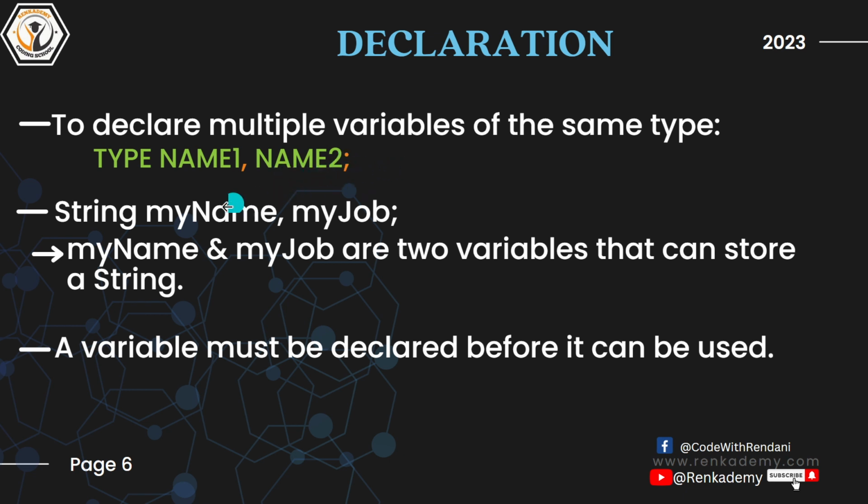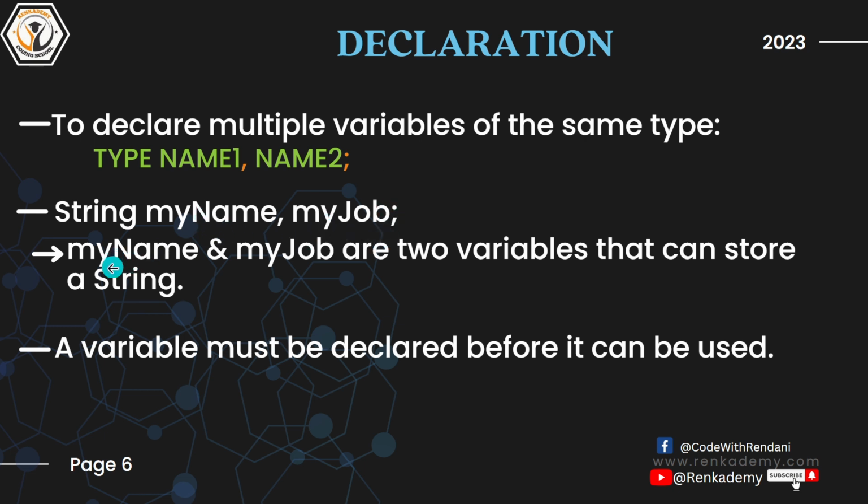So let's see this example. I'm declaring variables of type string. So we have string over here, and then I leave a space, and this is the first variable. It is called myName. And after that, I put a comma, and this is the second variable. It is called myJob. So myName and myJob are two variables that can store a string.